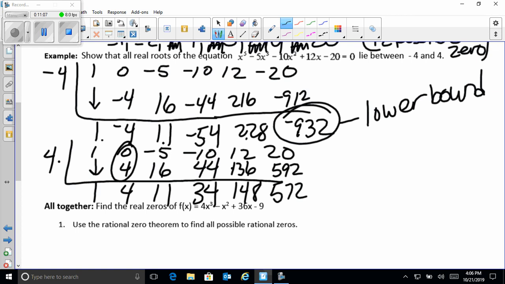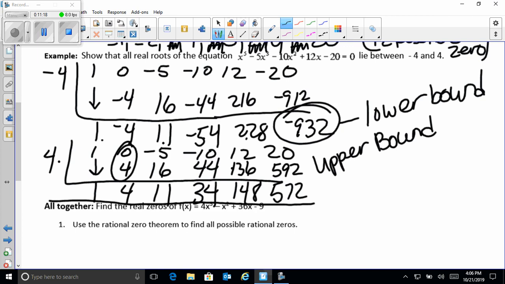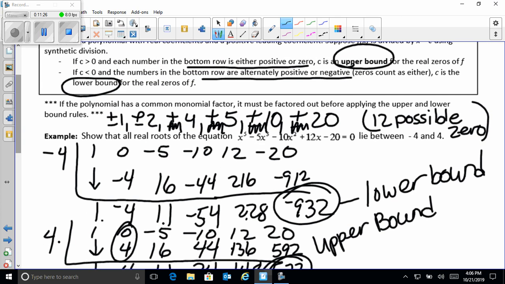So, this whole row is positive. What does that mean? That means that 4 is an upper bound, which means no zeros above that, or no possible zeros would be zeros. And because this is not 0, 4 is also not a zero. So if I look at what that eliminates, this one, this one, this one, and this one. So I don't have to check those values.